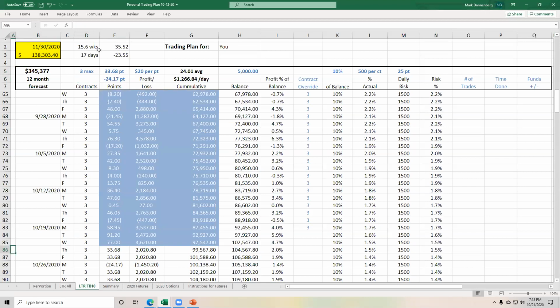All right, same thing on our 7 to 4 category, trading trend bias and continuation trades only. We've had 17 losing days in 15.6 weeks. That gives us a positive winning day run rate of 35.52 and a losing day run rate of 23.55. So we're going to adjust these 35.52 so that they line up perfectly with the run rate. These are the forecast numbers minus 23.55.